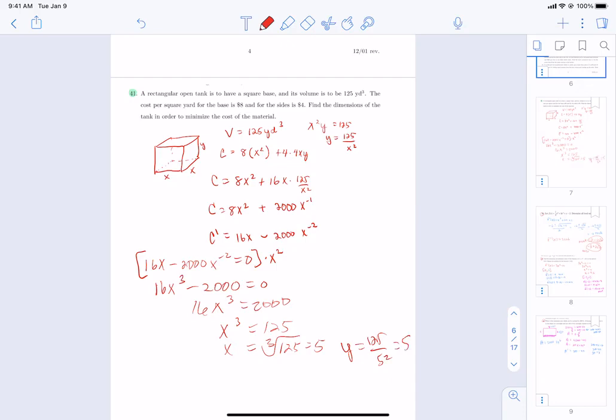Usually if you're dealing with something you're trying to minimize the cost of and there are rectangular or square things involved, you end up getting as close to a cube as possible. And so that is very common. So what are the dimensions? Well, it should be 5 by 5 by 5. So there is just another minimization problem. I think that's a good one.